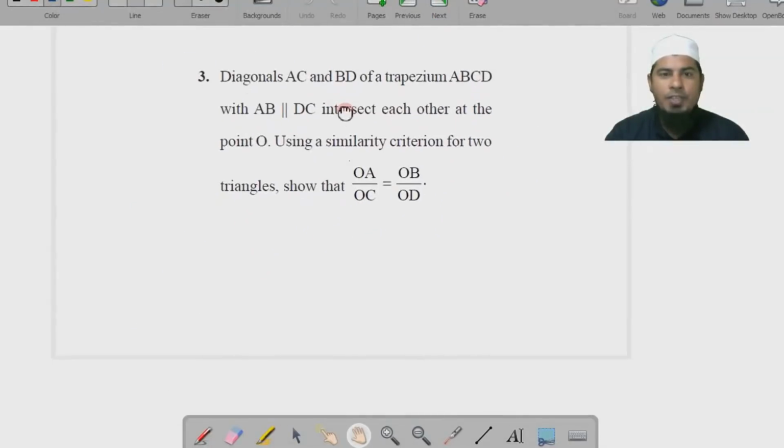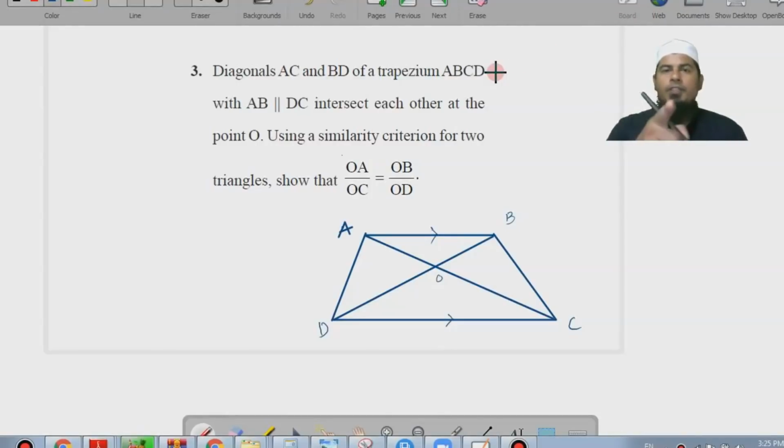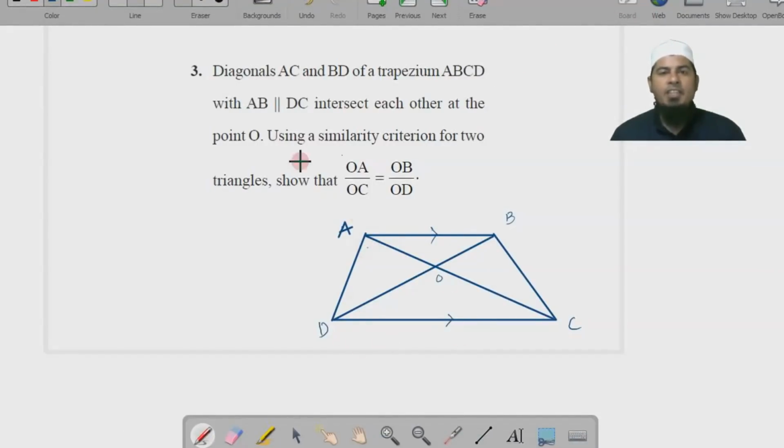So we got a question here. What does the question tell? Diagonals AC and BD of a trapezium ABCD with AB parallel to DC intersect each other at point O. Using the similarity criterion for two triangles, show that OA by OC is equal to OB by OD. Let us do the diagram first. For this question, this will be the diagram. AB and CD are parallel. Moreover, the diagonals intersect at point O. We need to prove that OA by OC is equal to OB by OD.